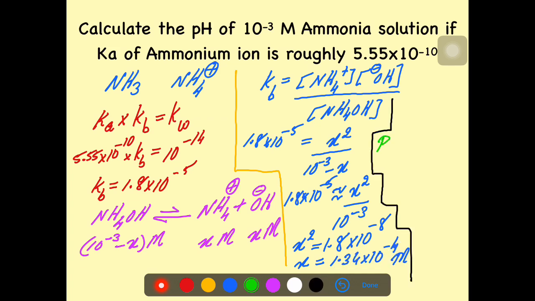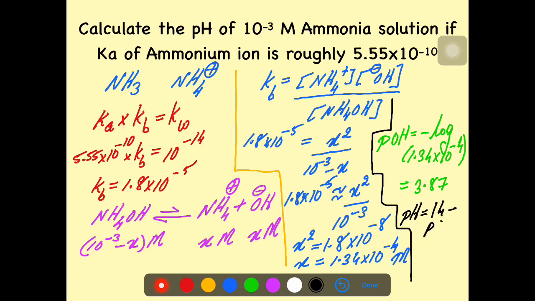So in that case the pOH will turn out to be negative log to the base 10 of 1.34 into 10 raised to minus 4, which is equal to 3.87, and hence the pH can be calculated as 14 minus pOH, So 14 minus 3.87, which is 10.13.